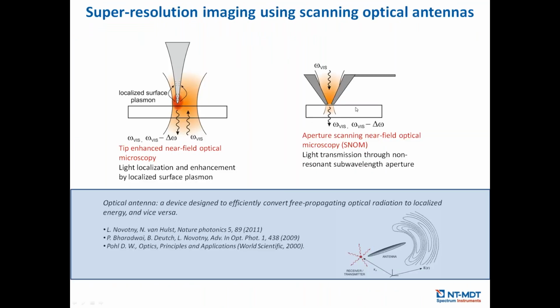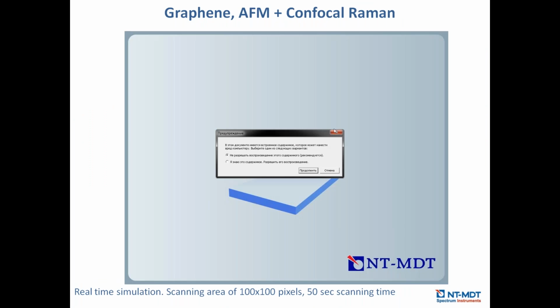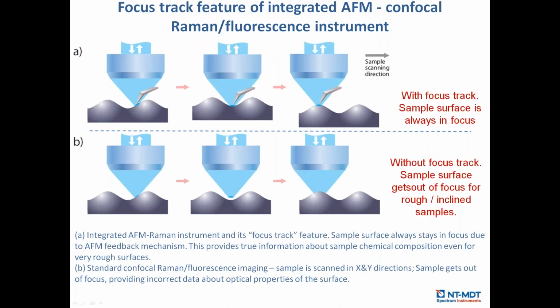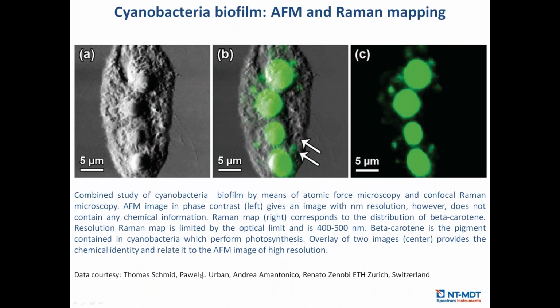There were two slides about bacteria. The first one was about cyanobacteria, another about Escherichia coli. So for cyanobacteria, we used just fluorescence, so it was not filtered. The data was acquired not by the NT-MDT team, but by a group from ETH Zurich, from Professor Renato Zenobi. So it's a fluorescence spectrum. Just the intensity was calculated and the mapping was produced by scanning. I mean, in each point a spectrum was acquired by CCD, and the intensity of fluorescence was calculated.